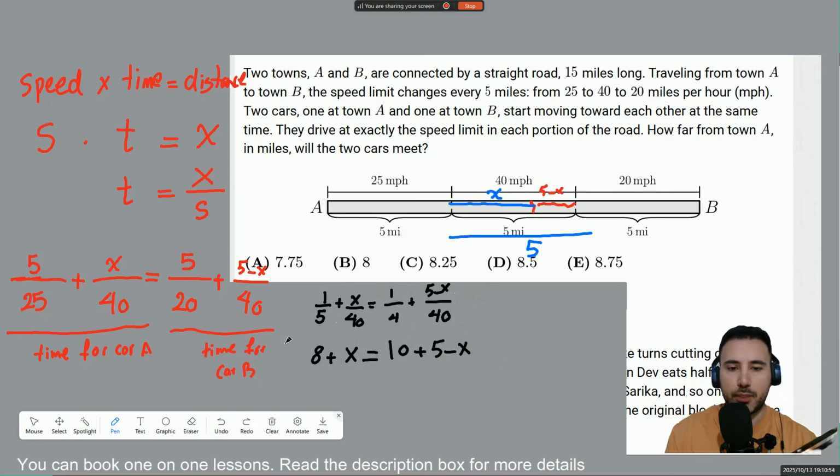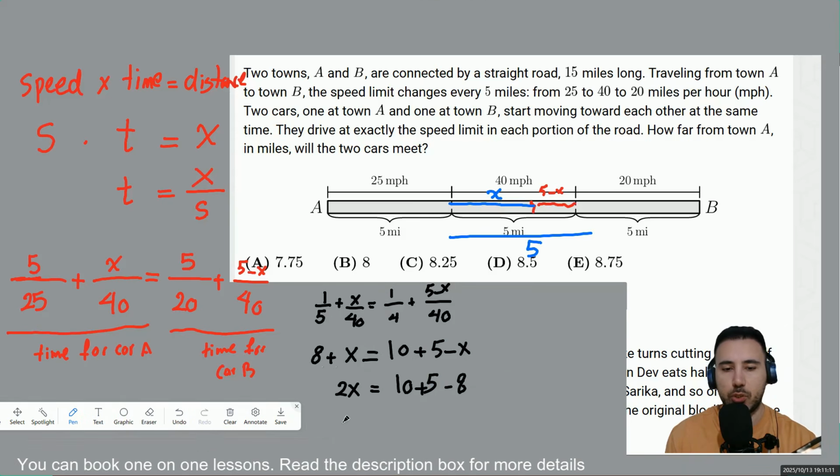So now let's go here, take x. I think this one is easy. You will just do it, whatever x goes here. So we're going to have 2x. The other side is going to be 10 plus 5 minus 8, right? So this is just 7. 2x is equal to 7. So x is just equal to 3.5. And that's what we wanted, isn't it?